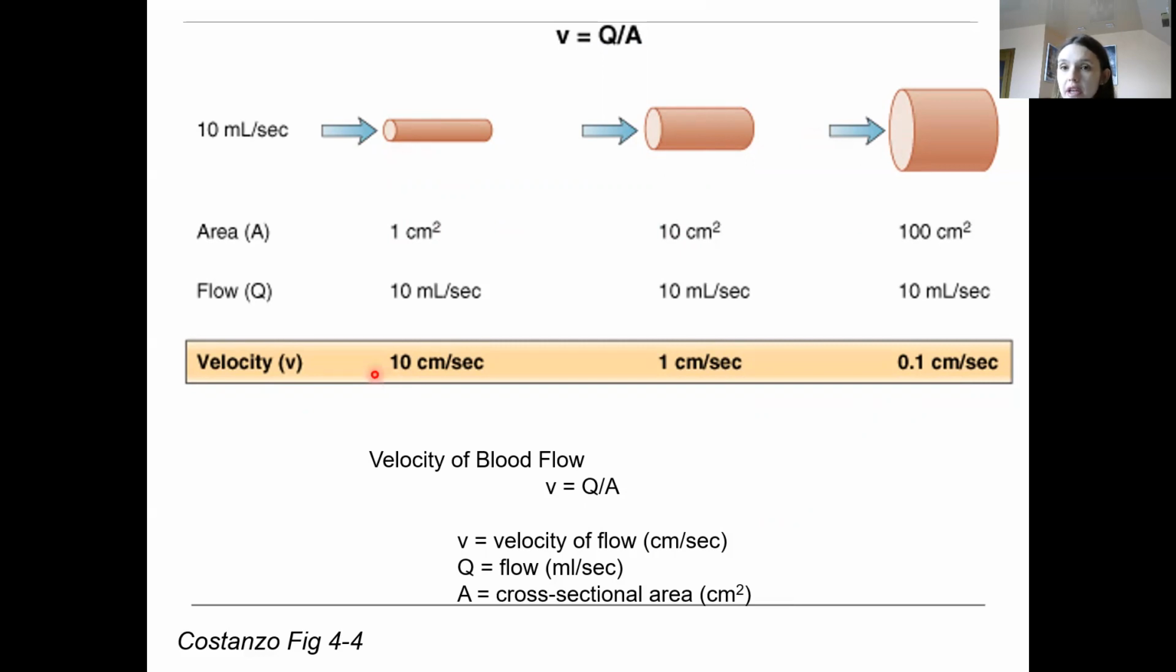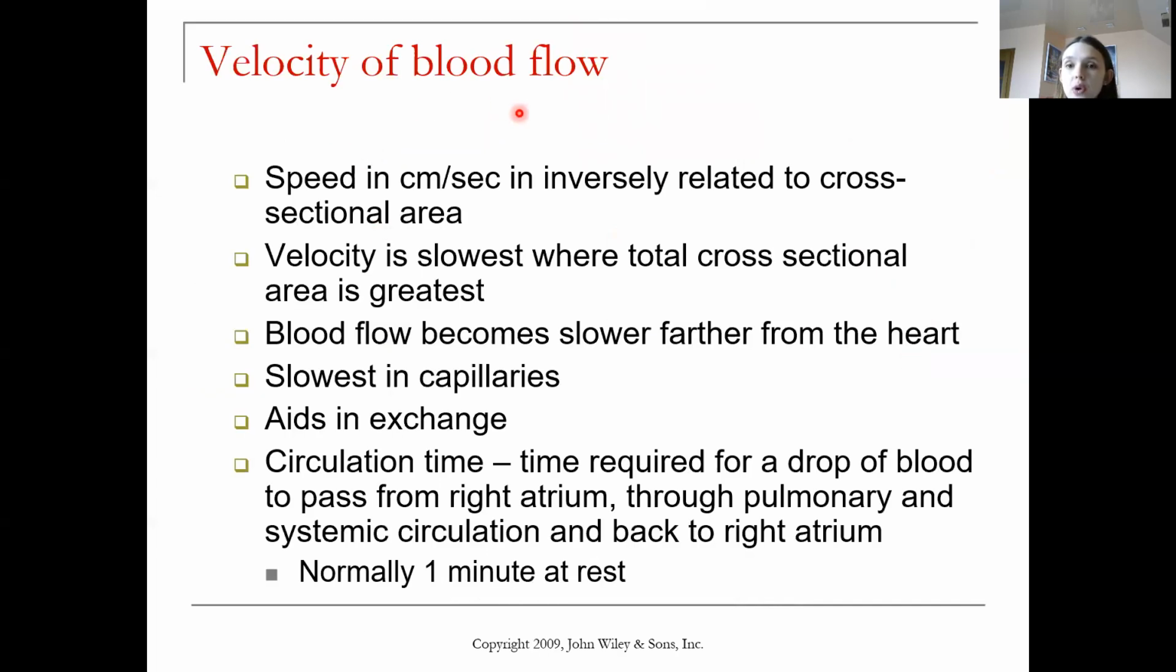Velocity will become bigger when the cross-sectional area is smaller, and vice versa. So velocity of blood flow, its speed in centimeters per second, is inversely related to the cross-sectional area. Velocity is the slowest where the total cross-sectional area is the greatest. When we have the greatest cross-sectional area, velocity of the blood flow will be smaller, and vice versa. Velocity will be bigger when the cross-sectional area is small.